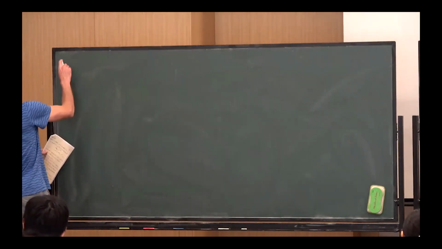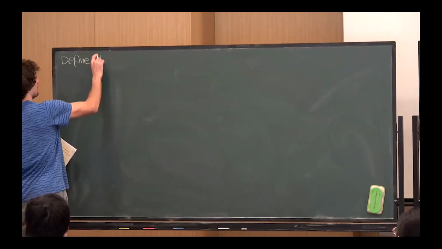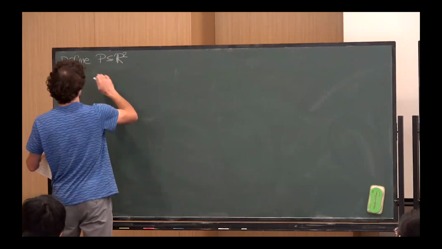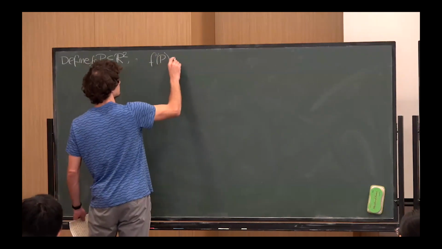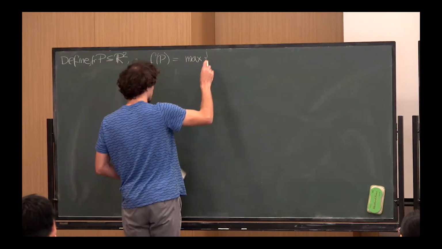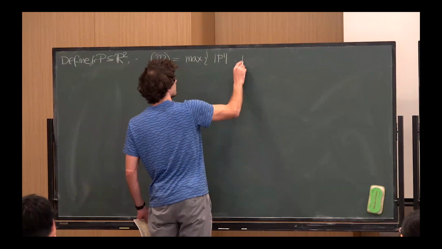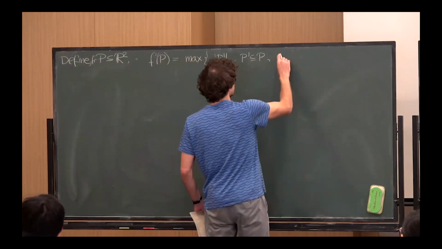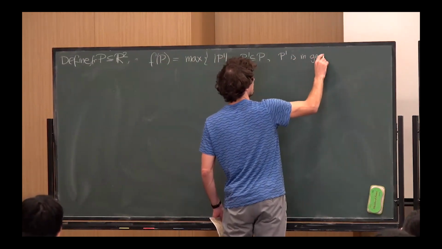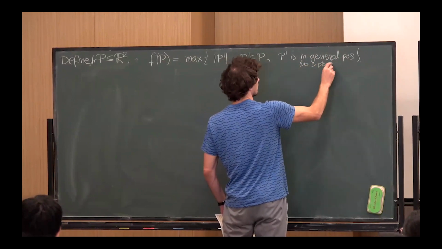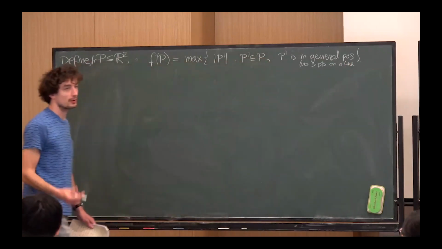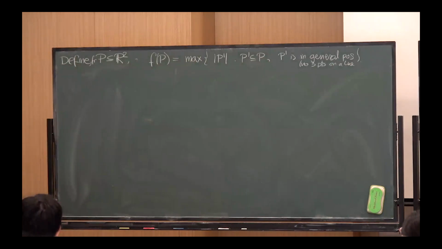So more precisely, given a set of points P in the plane, F of P is going to be the largest size of a set P prime, which is a subset of P, and P prime is in so-called general position. General position means no 3 points on a line. So every time we take 2 points, a line through them, no other point of the set will lie on this line. And we're interested in finding a large subset P prime in every P.